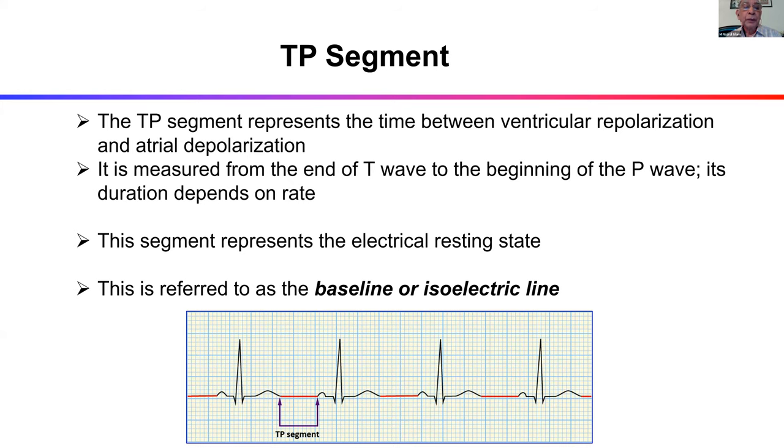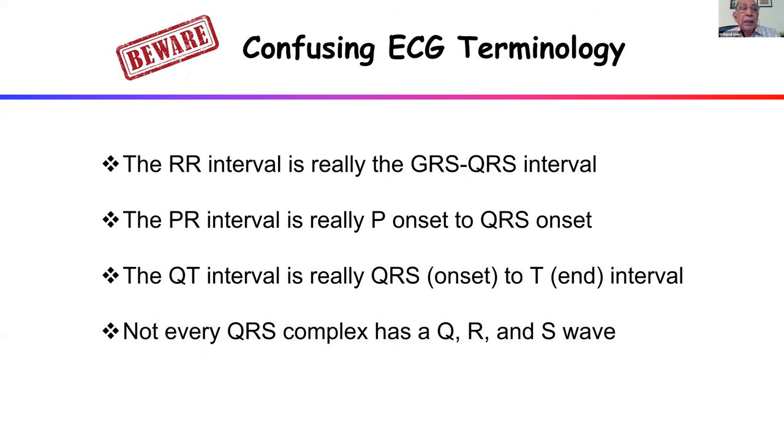So, ladies and gentlemen, one thing I must ask you to be aware of is the confusing ECG terminology. Basically, the RR interval is really the QRS to QRS interval. And the PR interval is really P onset to QRS onset. And the QT interval is really QRS onset to the end of the T wave. So do not confuse. These are sometimes confusing terminology.